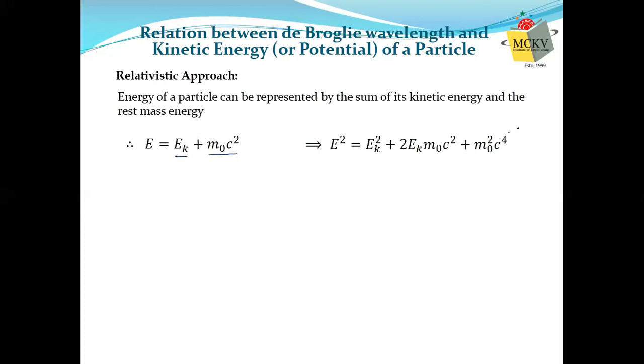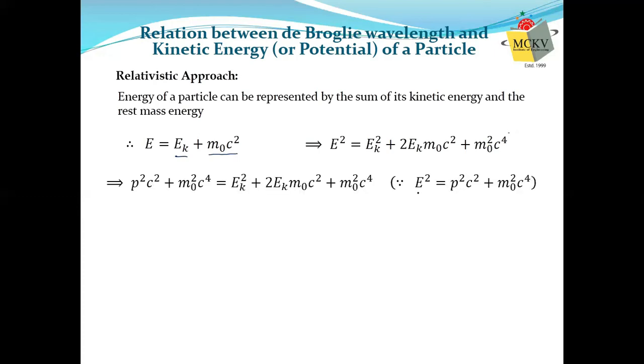Again, from relativistic mechanics, we know that total energy E can be written in terms of momentum and rest mass m naught by E square equal to P square C square plus m naught square C to the power 4. So instead of E square, if we write the value in terms of momentum and m naught, then the left hand side can be written in this way. Therefore, these two terms cancel out, leaving Pc equal to root over this quantity.